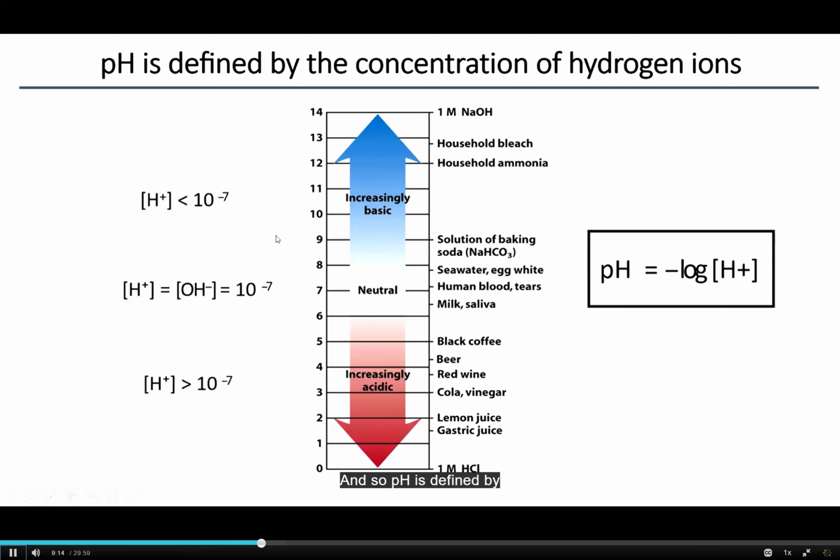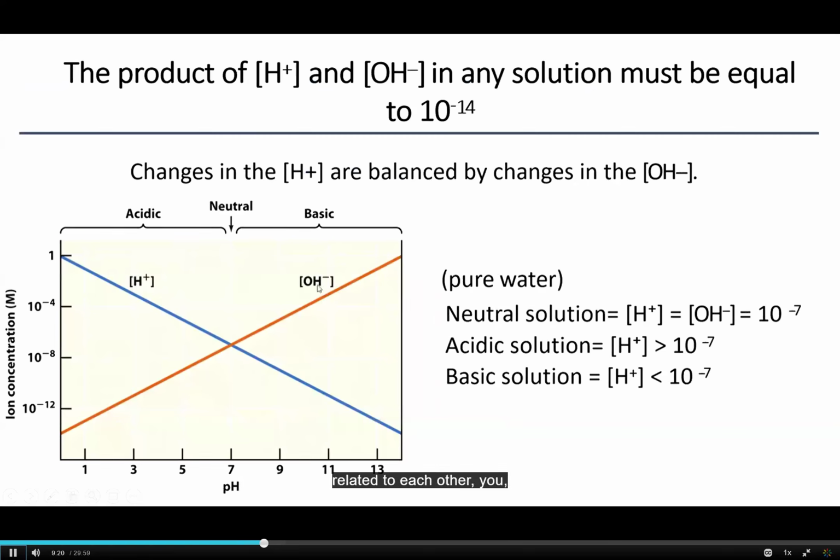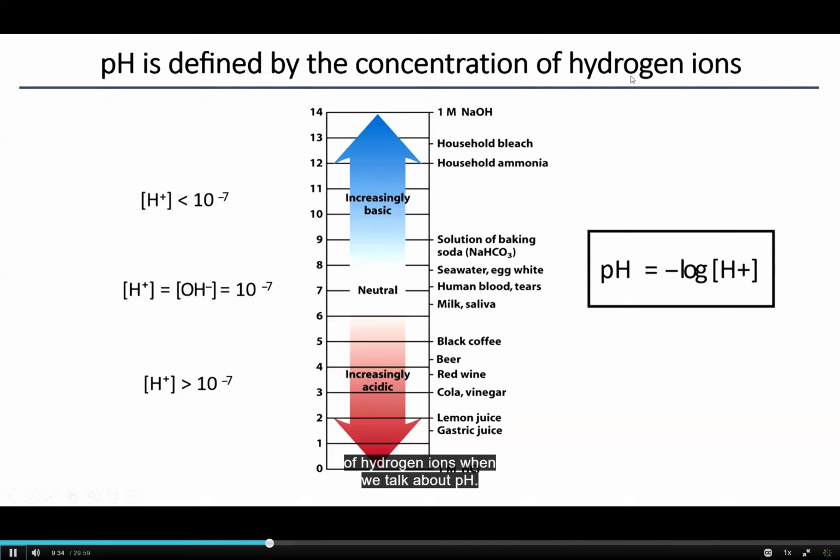pH is defined by the concentration of hydrogen ions. Because these two values are related to each other, you can talk about the opposite, or inverted, scale of the pH scale, which would be the pOH scale. But we have to pick one, and so we talk more about the concentration of hydrogen ions when we talk about pH. pH is equal to the negative log of the hydrogen ion concentration in this aqueous solution. We're really only concerned about the hydrogen ion concentration, since if you know that, you can automatically determine what the OH ion concentration would be.